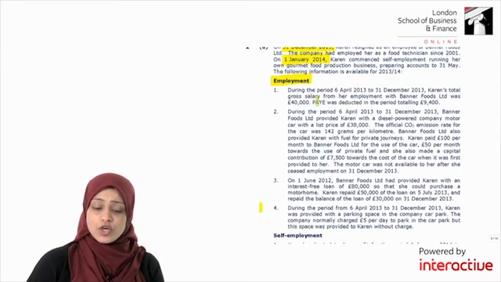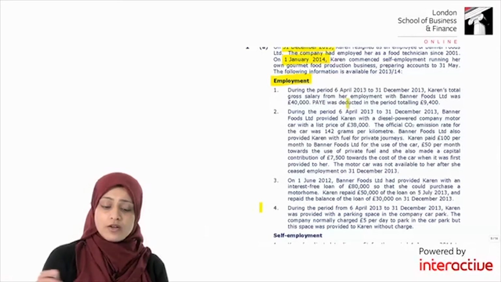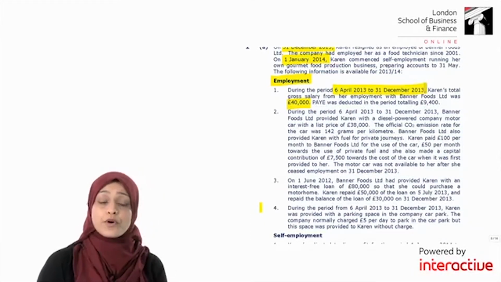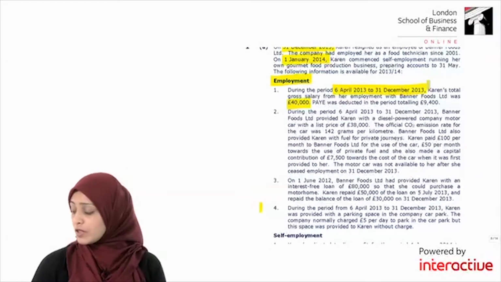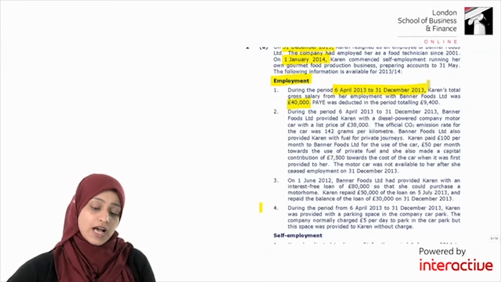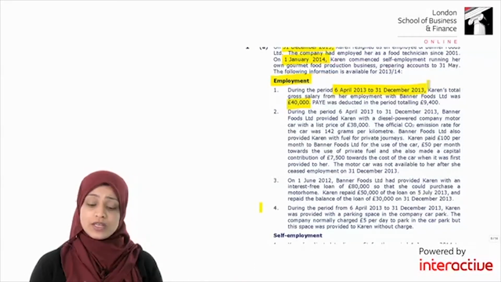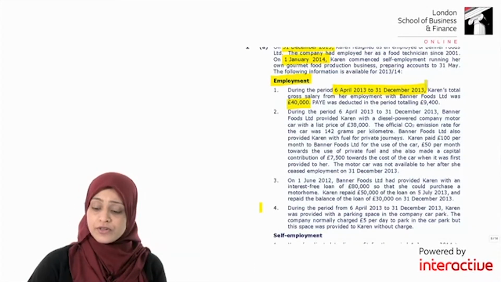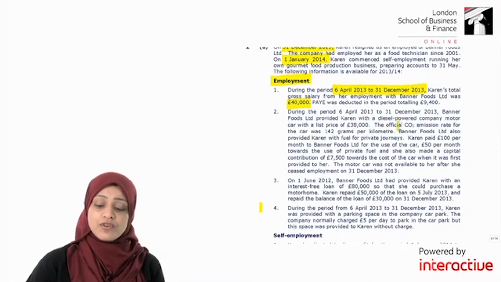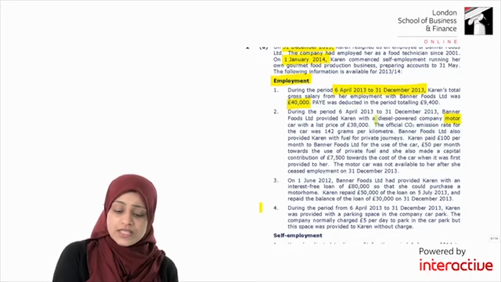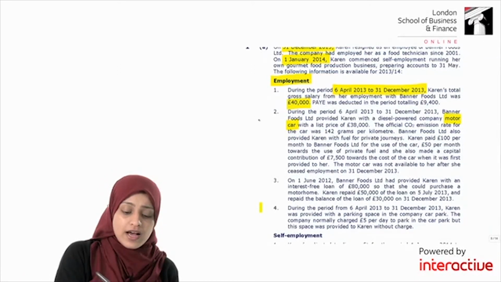during the period, her total gross salary during her employment was 40,000. Now notice this was given to us for the period from April to December. And we were also given the pay as you earn deducted out of her salary. During the period 6th April 2013 to 31st December 13, Banner Foods Limited provided Karen with a diesel-powered motor car. So what we see here is that we're going to have some car benefit.